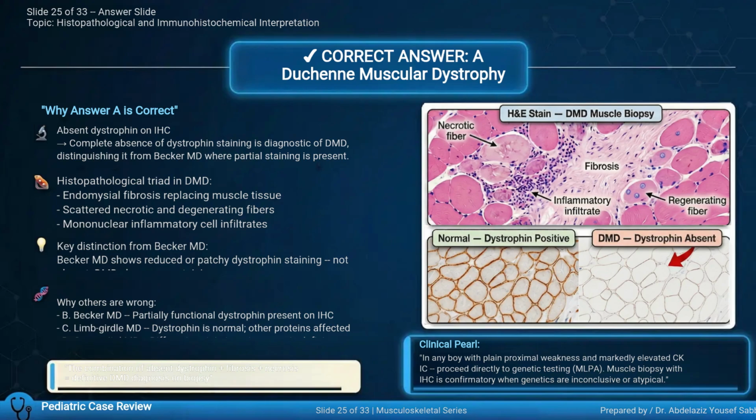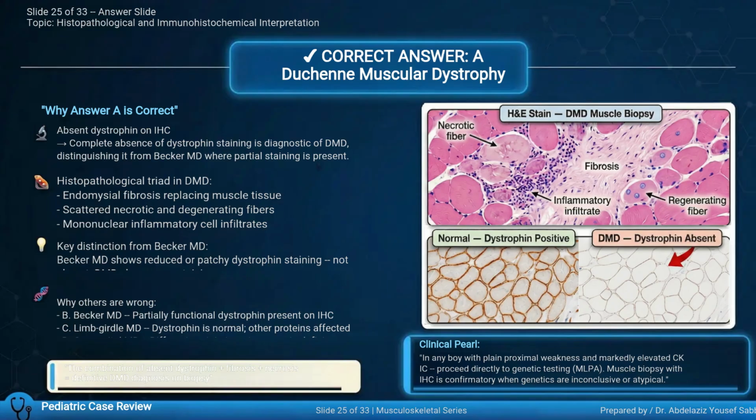Complete absence of dystrophin staining on immunohistochemistry is diagnostic of Duchenne muscular dystrophy, distinguishing it from Becker muscular dystrophy, where partial staining is present. The histopathological triad in Duchenne muscular dystrophy consists of 3 findings: endomysial fibrosis replacing muscle tissue, scattered necrotic and degenerating fibers, and mononuclear inflammatory cell infiltrates.